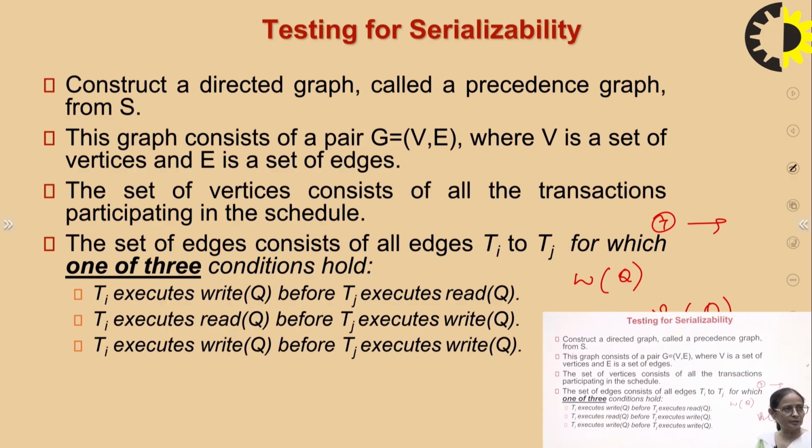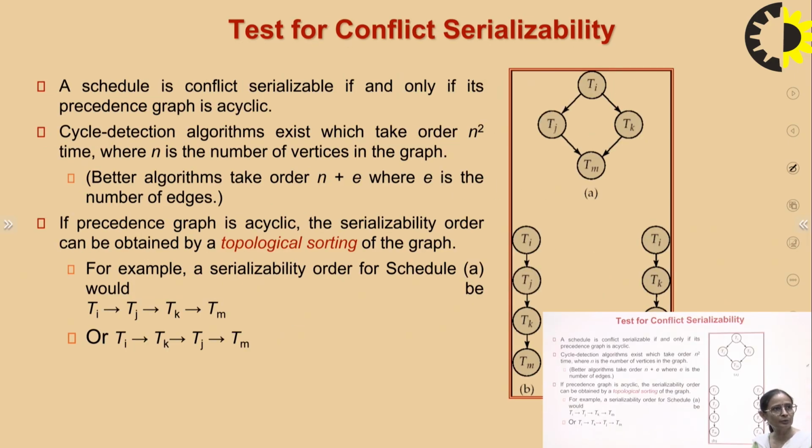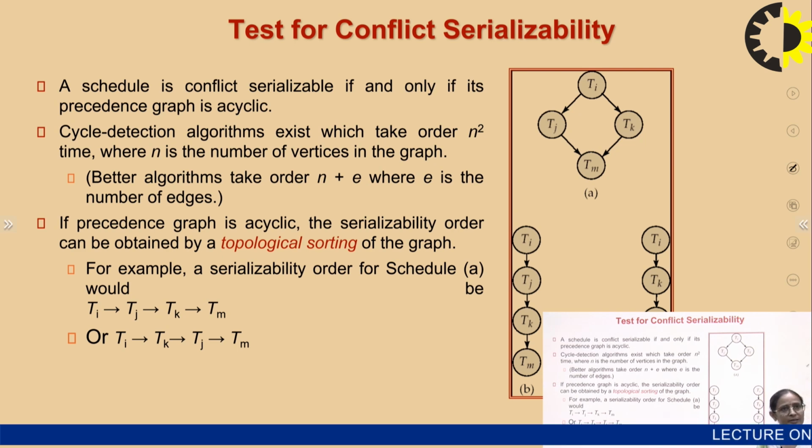Similarly, Ti executes read Q before Tj executes write Q. Similarly, Ti executes write Q before Tj executes write Q. Then in that case, we insert an edge. So our schedule is conflict serializable if and only if its precedence graph is acyclic. If it contains a cycle, then we say it is not a conflict serializable schedule. So we run a cycle detection algorithm.